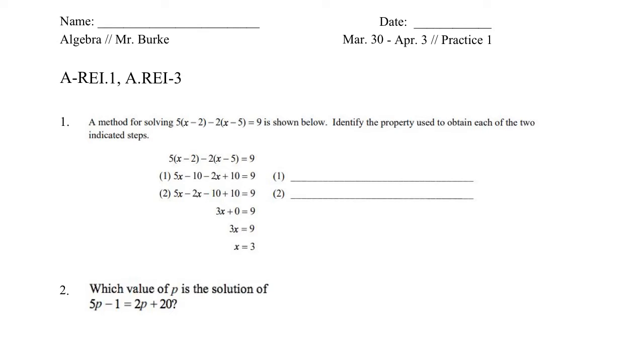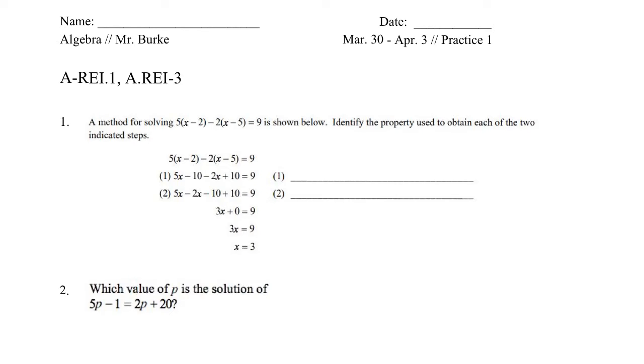First question here. A method for solving this equation is shown below. Identify the property used to obtain each of the two indicated steps. So what I'm looking at here is basically I'm trying to decide how did I get from this line to this line. So this one's not too bad.